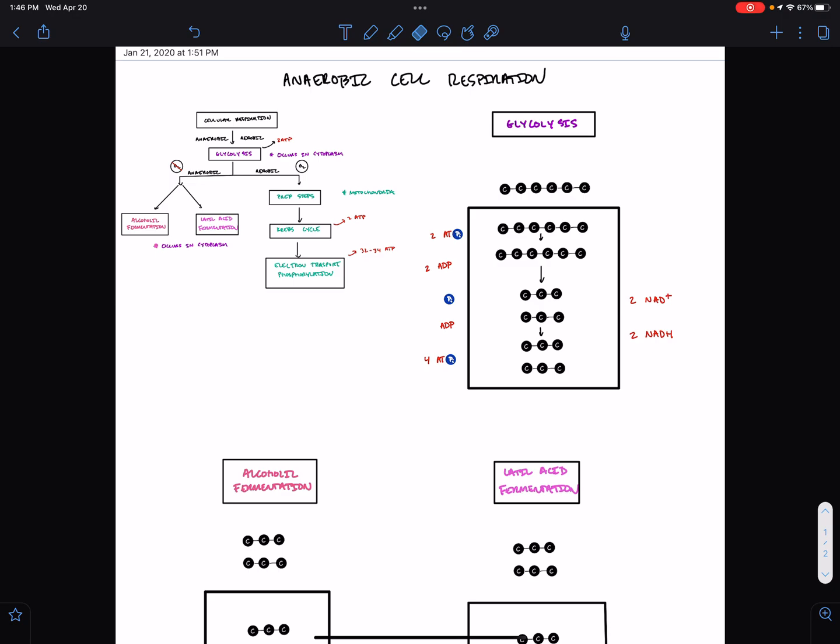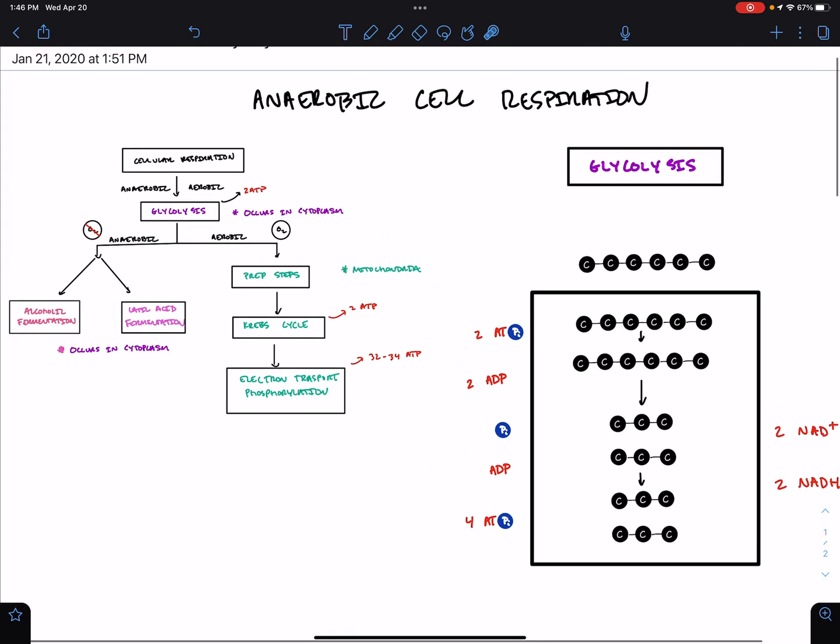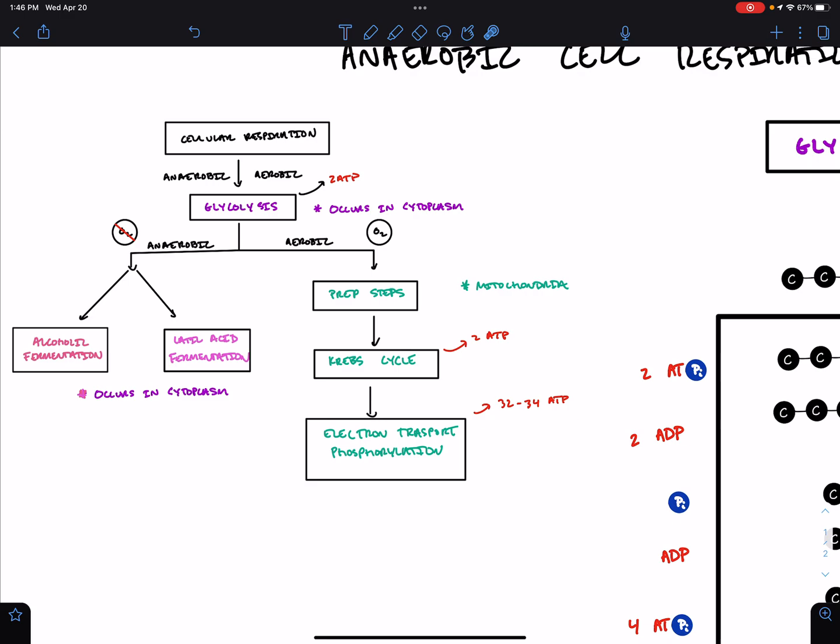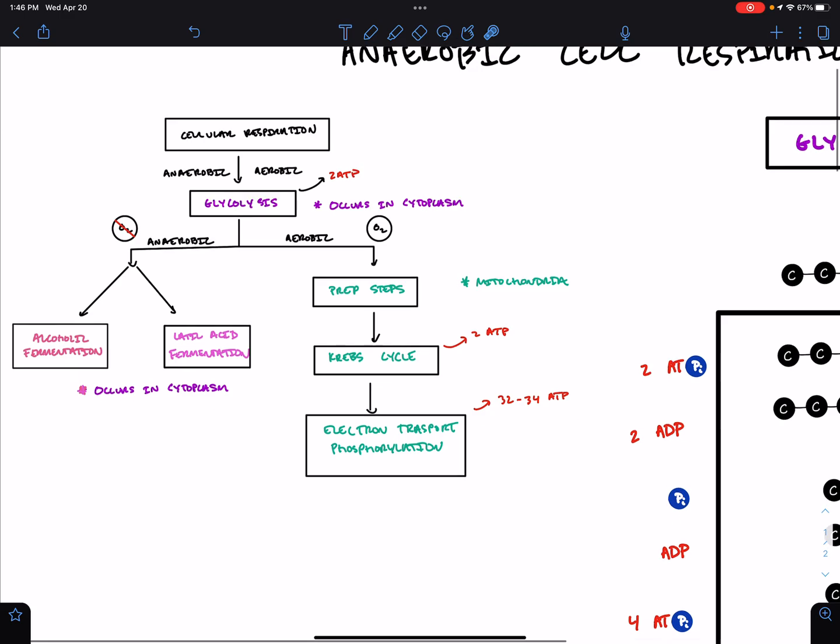Okay, so this screencast is going to be about anaerobic cellular respiration. I introduced you to this flowchart through cellular respiration yesterday, and you know that both types of cellular respiration, aerobic and anaerobic, both begin with glycolysis. Anaerobic happens in the absence of oxygen, and aerobic happens in the presence of oxygen. There are two types of anaerobic cellular respiration: alcoholic fermentation and lactic acid fermentation.